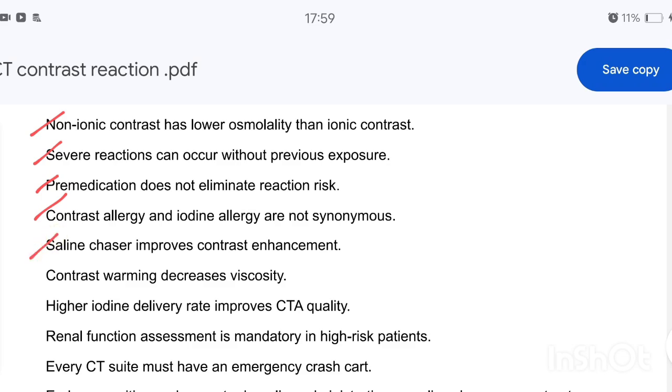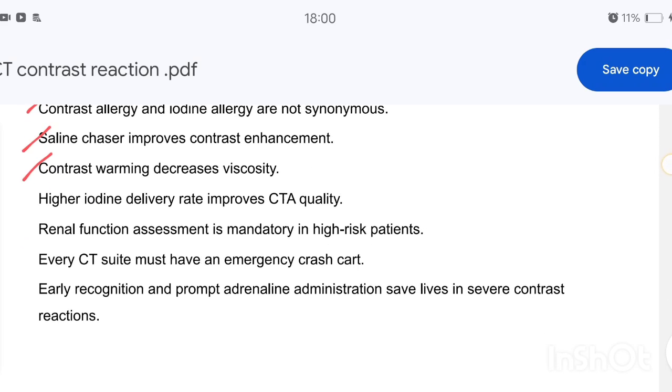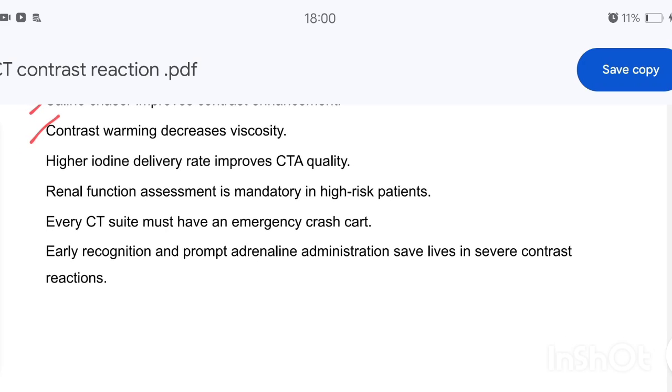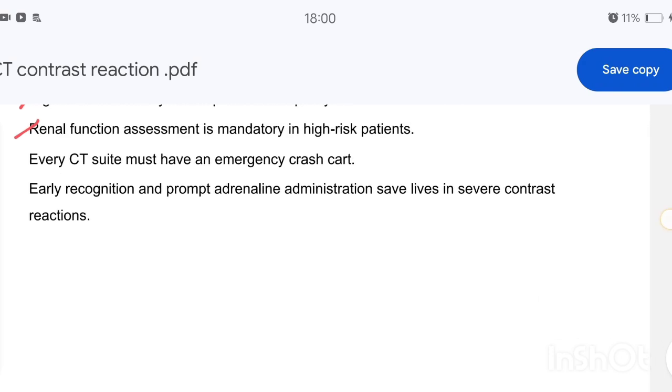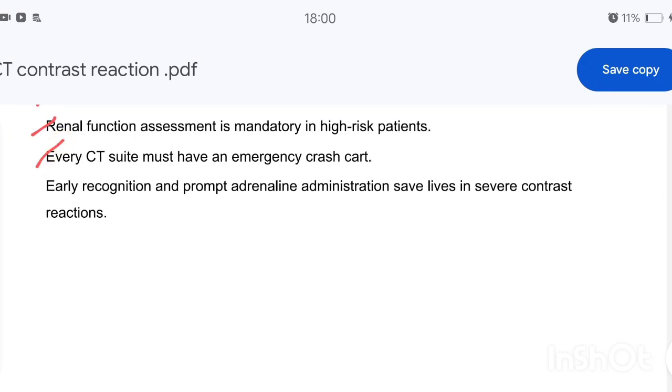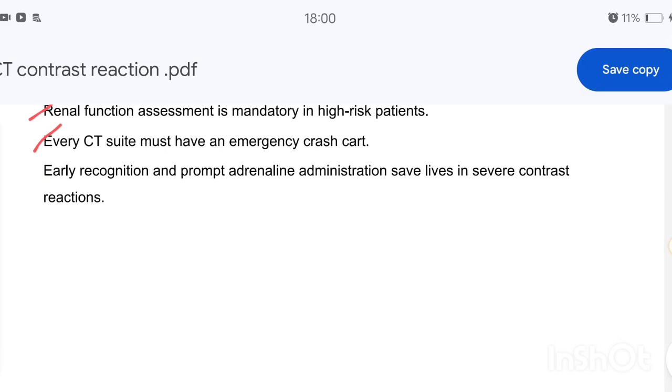Contrast warming decreases viscosity. Higher iodine delivery rate improves CT angio quality. For CT angio, we use slightly higher iodine contrast. Renal function assessment is mandatory in high-risk patients. Every CT suite must have an emergency crash cart containing emergency medication. Early recognition and prompt adrenaline administration save lives in severe contrast reactions.